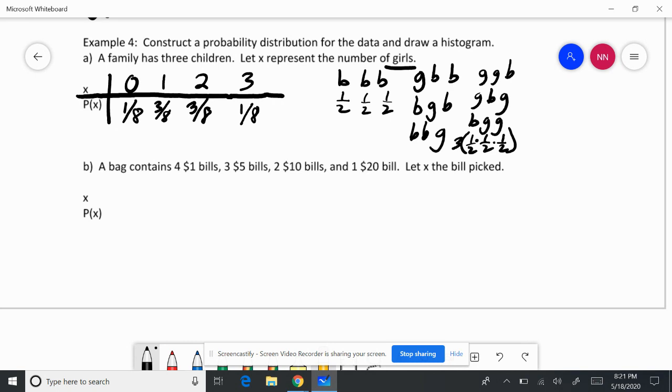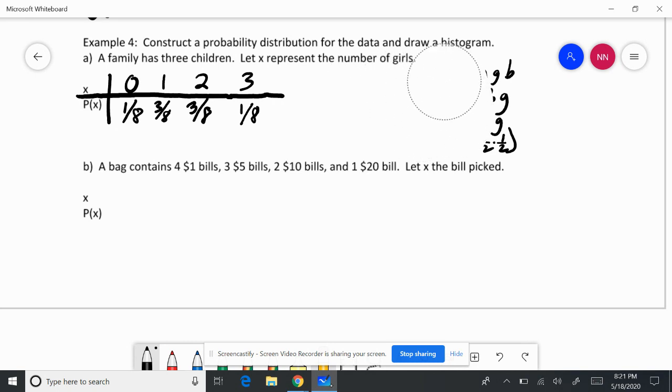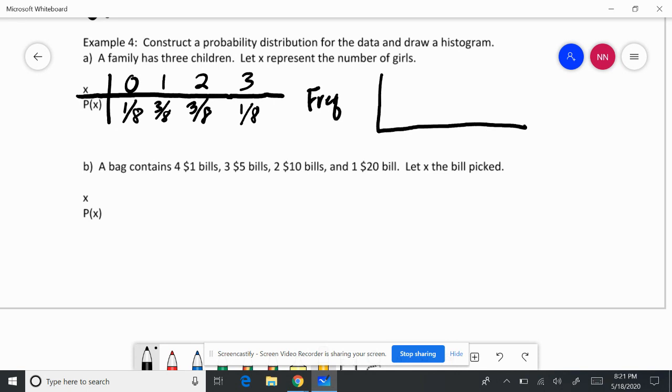Now what we're going to do is draw a probability histogram. When we're drawing a histogram, we have frequency along the y-axis, and along the x-axis we have our x's: 0, 1, 2, and 3. Our largest is 3/8, so we're going to go up to our max, which is 3/8. And so 0 would be 1/8. Then we have 3/8, 3/8, and we end with 1/8. And that right there would be our distribution table.